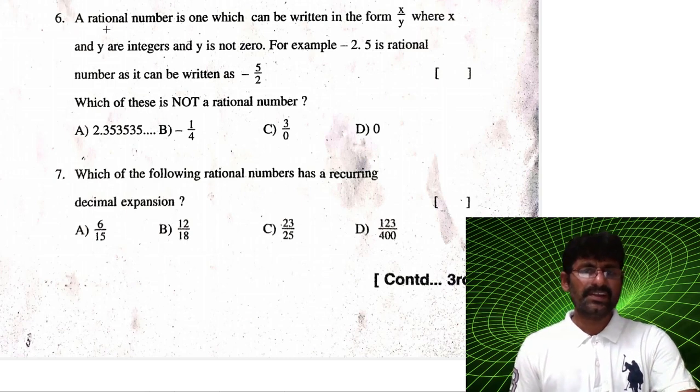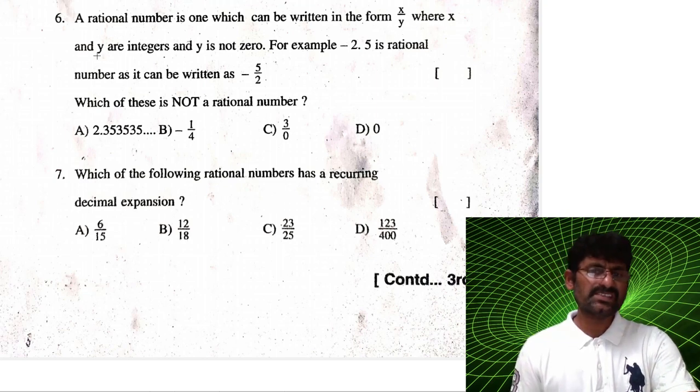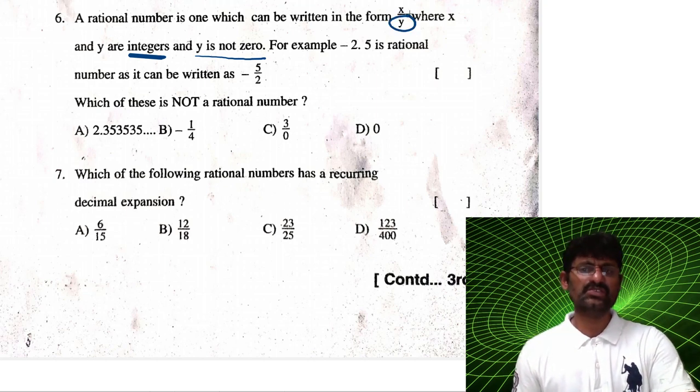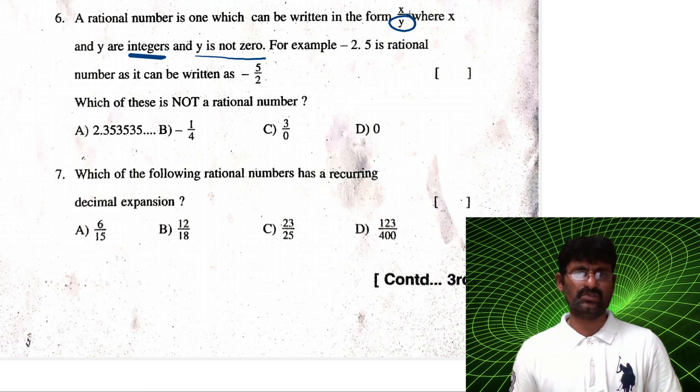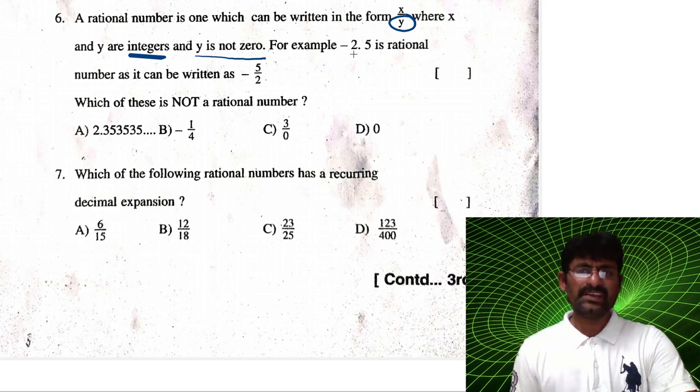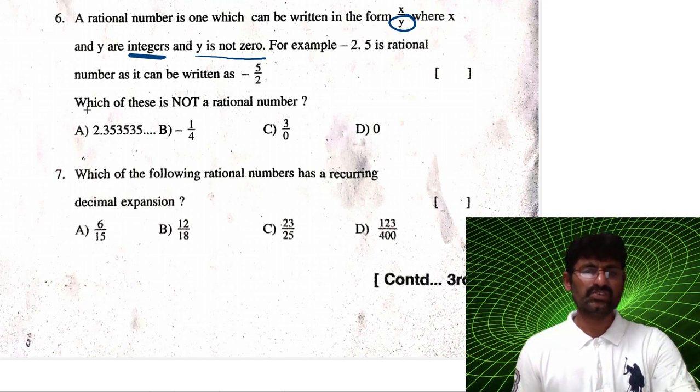Sixth problem. A rational number is one which can be written in the form of x by y, where x and y are integers and y is not 0. Y means y is in the denominator. So denominator can't be equal to 0. For example, negative 2.5 is a rational number as it can be written as negative 5 by 2. Now the question is, which of these is not a rational number? Let us see the options here.